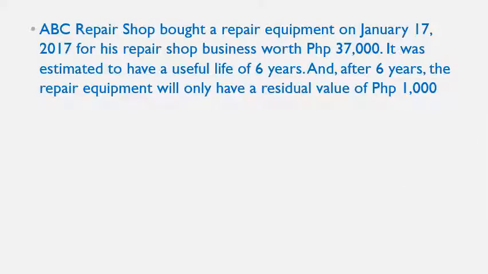So, I have here a sample instruction under the depreciation expense. ABC Repair Shop bought a repair equipment on January 17, 2017 for his repair shop business worth 37,000. It was estimated to have a useful life of 6 years, and after 6 years, the repair equipment will only have a residual value of 1,000. So if we are going to analyze this transaction, it says here that ABC Repair Shop bought or purchased a repair equipment worth 37,000. And it was estimated to have a useful life of 6 years.